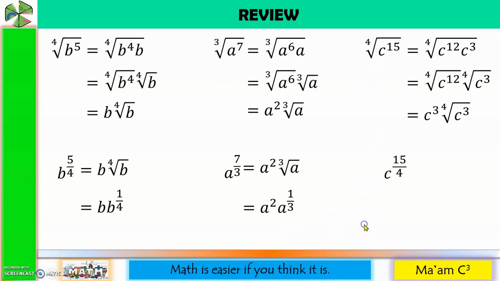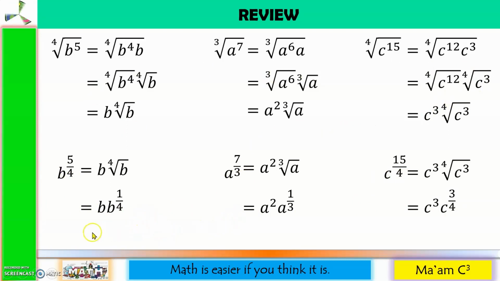And this one is equivalent to c raised to 15 over 4. So this is also equal to c cubed fourth root of c cubed. And when I convert this into exponential form, this is c raised to 3/4. So c raised to 15 over 4 is equal to c cubed c raised to 3/4. Is there a way wherein you can express this into this one, and this one into this, without going through this process? Yes, there is.